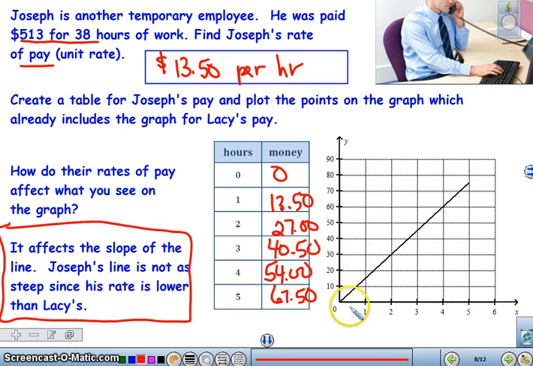Remember, her rate was $15. So when we are at 1, we should be at $13.50, just a little below hers, right? At 2, we're at 27. Hers was 30. So he's making just a little less all the time. $40.50 is going to be right above that. Here we're at $54. So will they ever catch up? No. If we are looking at this line, he's always going to be making less. It says, how do the rates of pay affect what you see on the graph? It affects the slope of the line. Joseph's line is not as steep since his rate is lower.